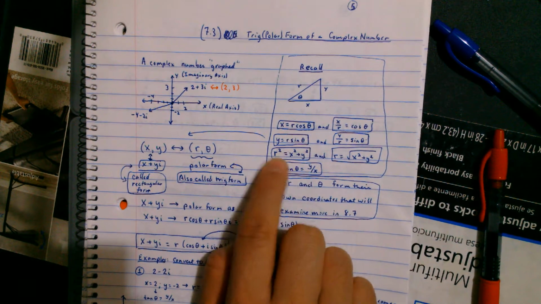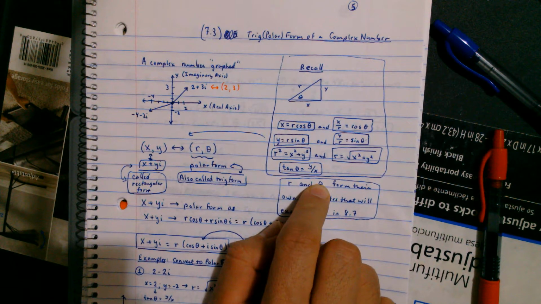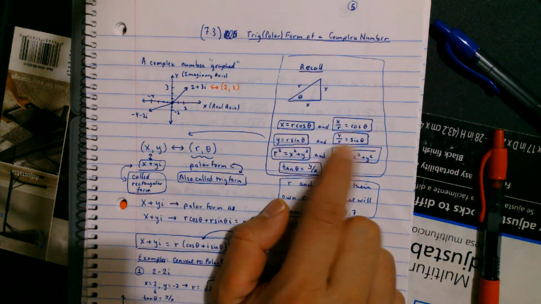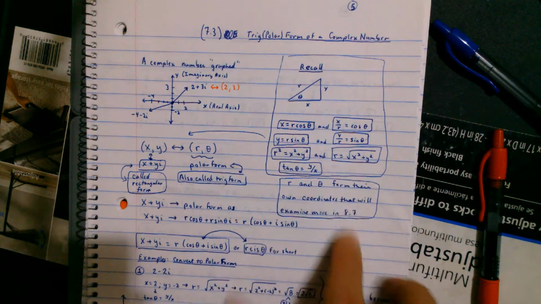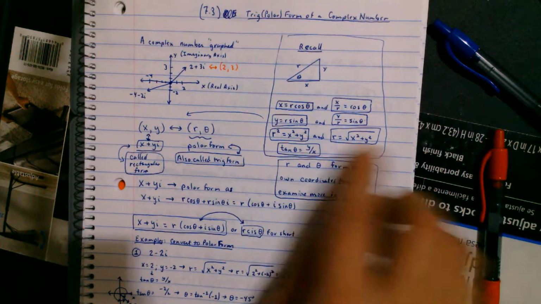So x equals r cosine theta, y equals r sine theta, r squared is x squared plus y squared. Tangent theta is y over x, x over r is cosine, y over r is sine, r equals the square root of x squared plus y squared. So this is something that you might want to have in mind here.